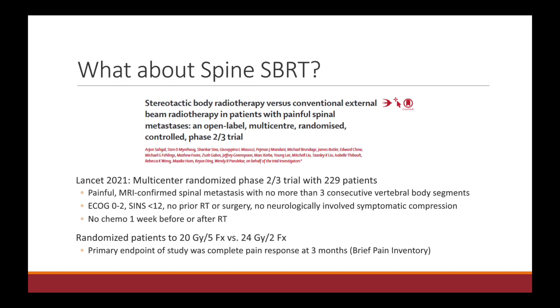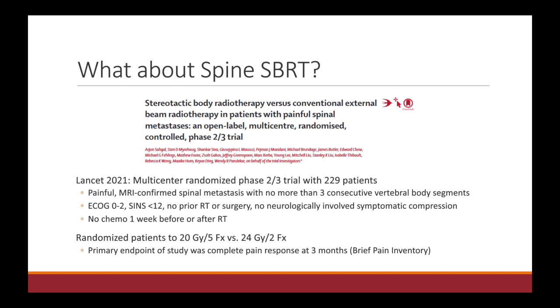Would we ever consider using spine SBRT? And that's a good question. So the SC24 trial, which came out in 2021, published by Dr. Sahgal and his team, was a randomized controlled trial comparing 20 gray in 5 fractions, conventional radiation, to 24 gray in 2 fractions, stereotactic body radiation.